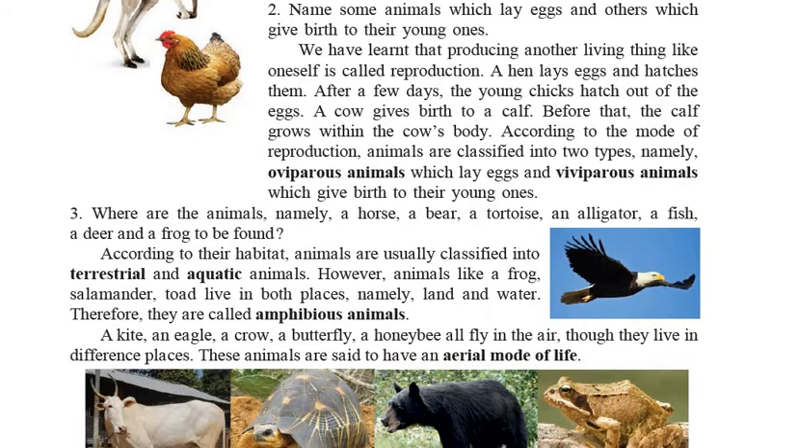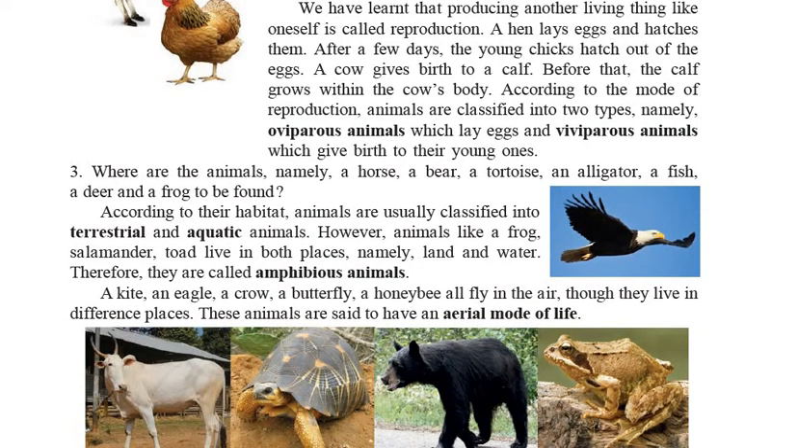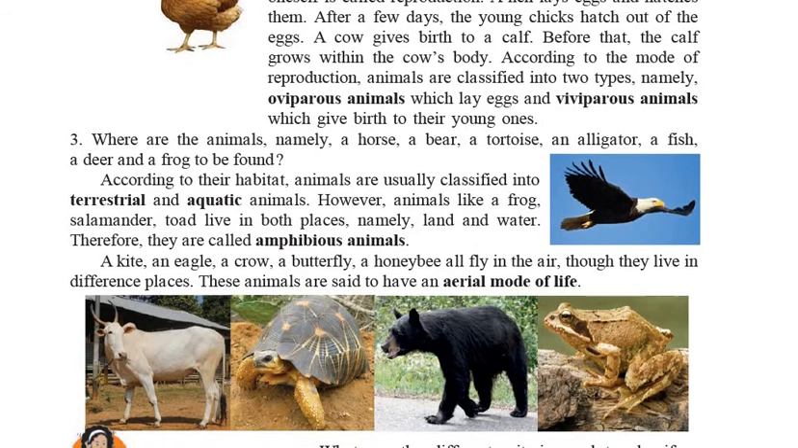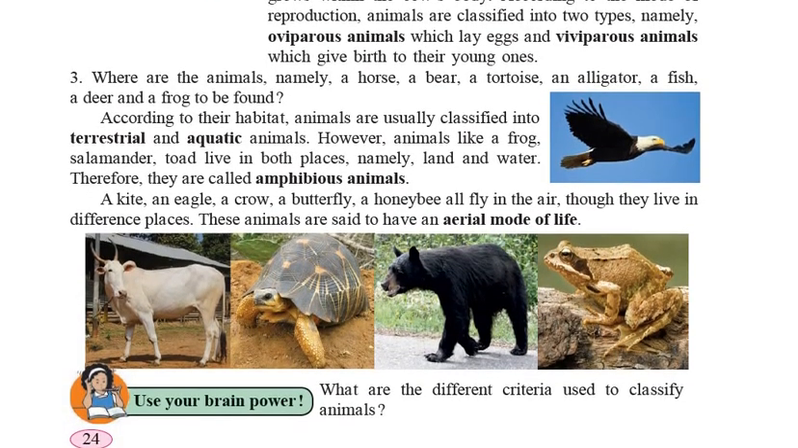Name some animals which lay eggs and others which give birth to their young ones. We have learned that producing another living thing like oneself is called reproduction. A hen lays eggs and hatches them. After a few days, the young chicks hatch out of the eggs. A cow gives birth to the calf. Before that, the calf grows in the cow's body. According to the mode of reproduction, animals are classified into two types, namely oviparous animals which lay eggs and viviparous animals which give birth to their young ones.